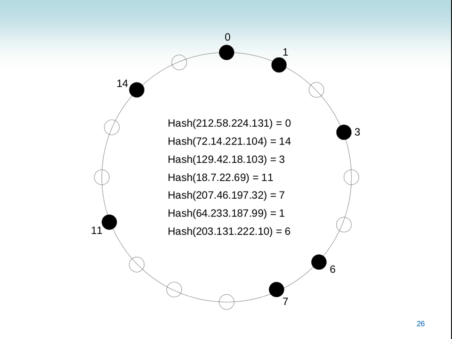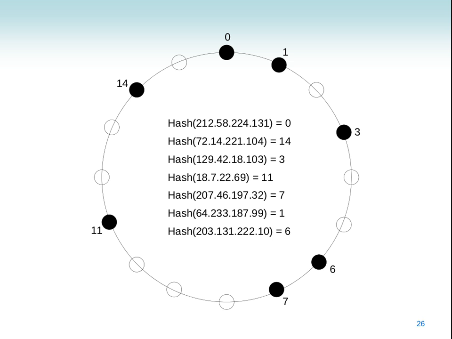So that node with ID 11 will store resource with key 11. Peer 7 will store the resource with key 7. Peer 6, key 6, 3, 1, 0, and 14. So that's the initial step. Every node manages the resource with the key that equals its ID.